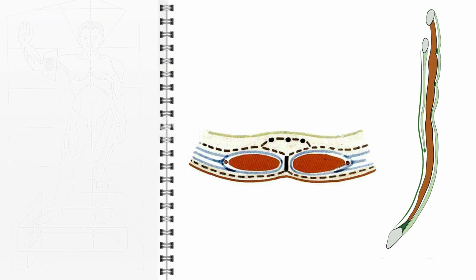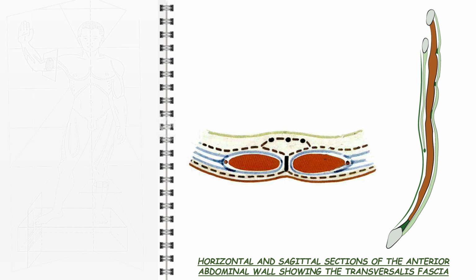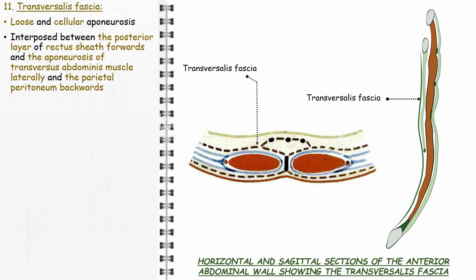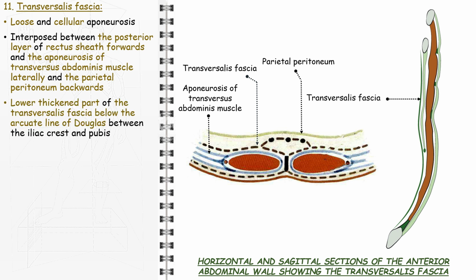Before reaching the abdominal viscera, the abdominal wall is lined internally by fibrous and peritoneal layers, mainly the transversalis fascia and the parietal peritoneum. The transversalis fascia is a constant loose and cellular aponeurosis interposed between the posterior layer of rectus sheath forwards and the aponeurosis of transversus abdominis muscle laterally and the parietal peritoneum backwards. Its lower part, thickened below the arcuate line of Douglas between the iliac crest and pubis, constitutes the iliopubic tract.